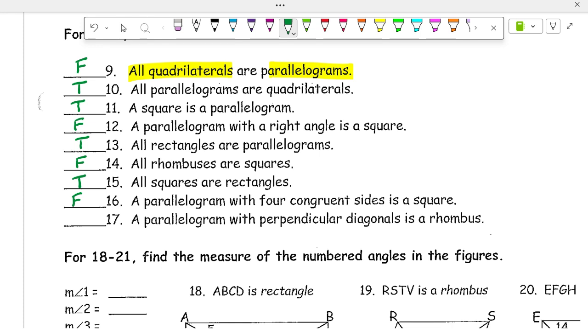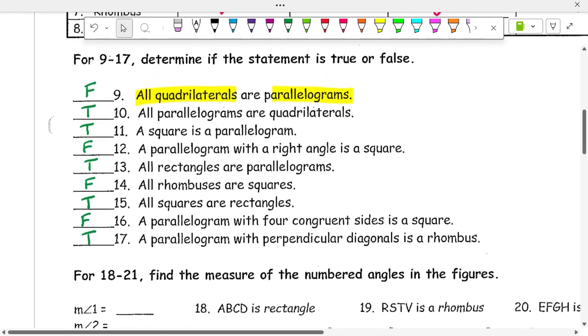Last one, a parallelogram with perpendicular diagonals is always going to be a rhombus. Think about it. All right, raise them. Guys, that's 100% true. A rhombus is the first time that you see perpendicular diagonals. So parallelogram with perpendicular diagonals, that's enough to say it's a rhombus. Any questions about these, true or false?